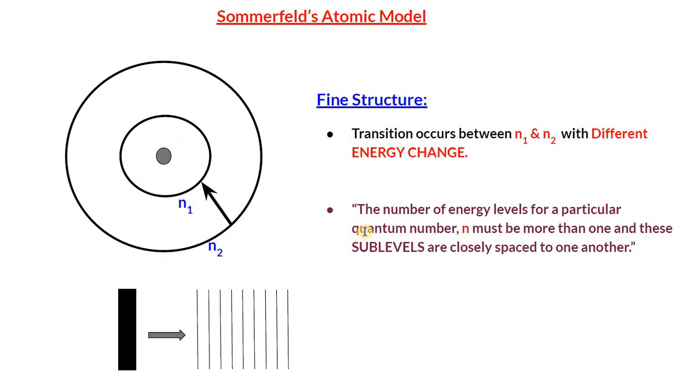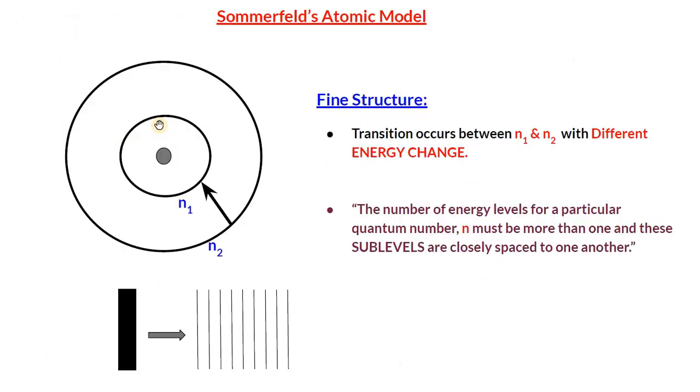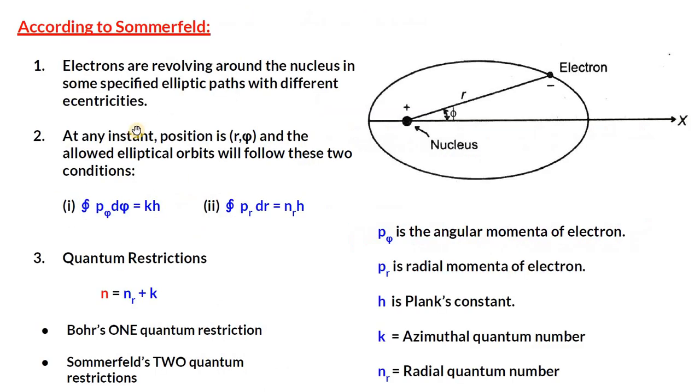So how are we getting that? According to Sommerfeld, electrons are revolving around the nucleus in some specified elliptical paths. So what did Bohr tell us? Bohr told us that electrons are revolving around the nucleus only in circular orbits, like this. But Sommerfeld told us that, no, not only circular orbits, electrons are revolving around the nucleus in elliptical orbits, like this, in this way.